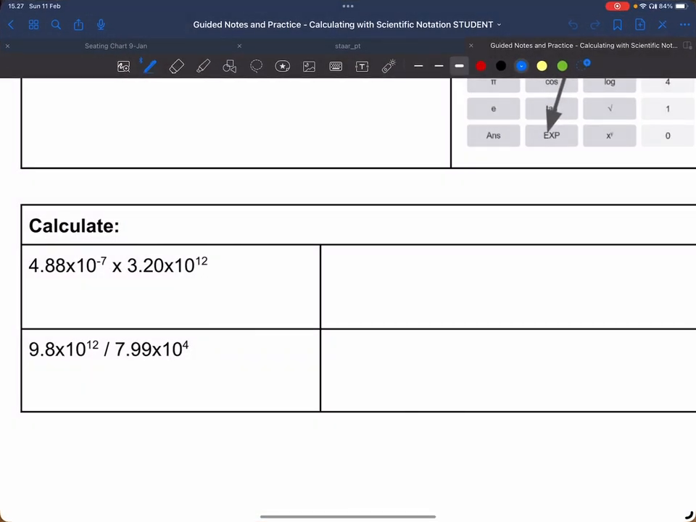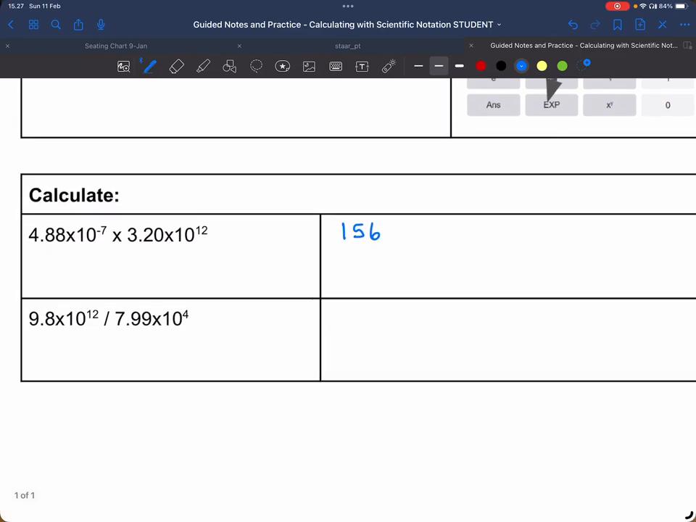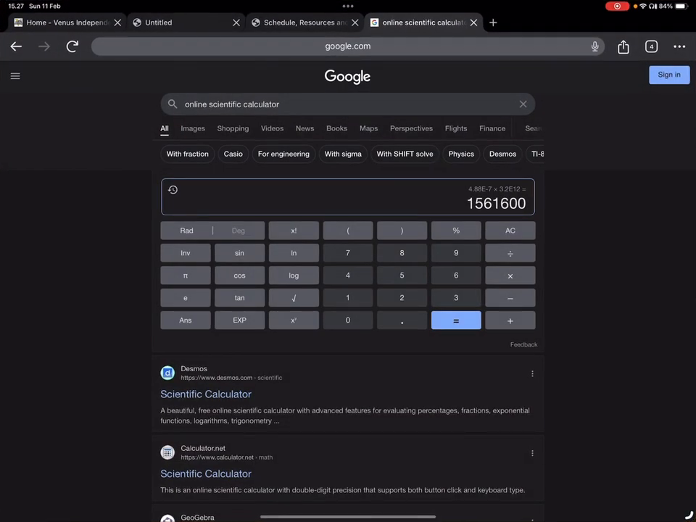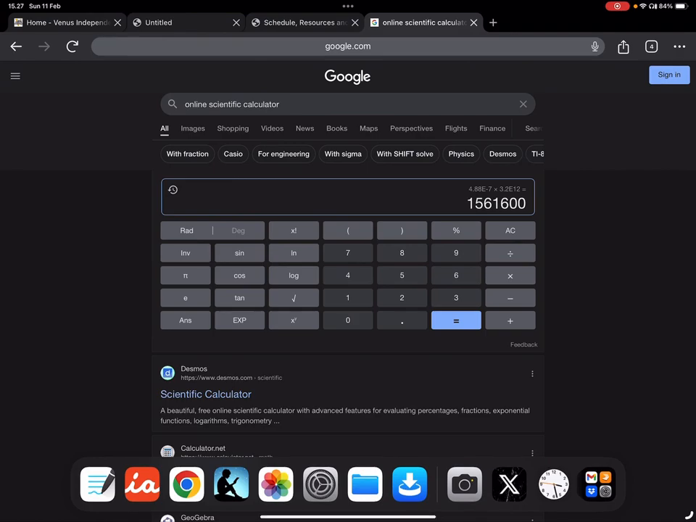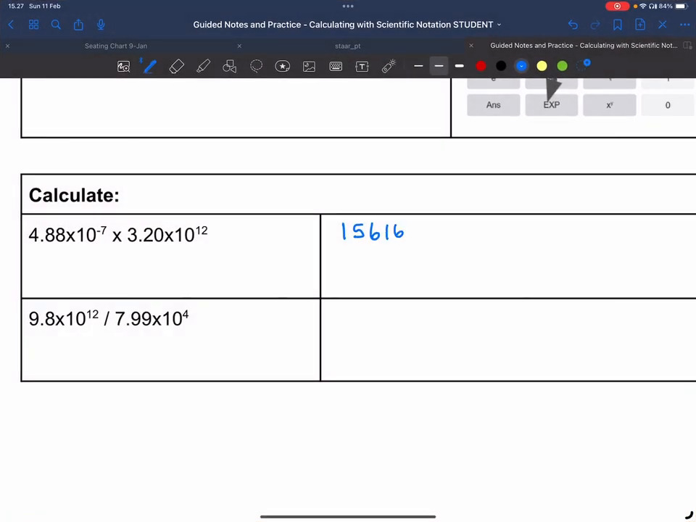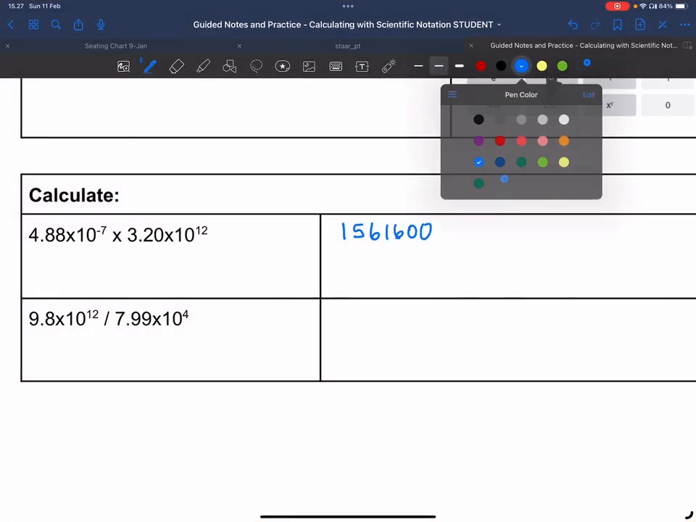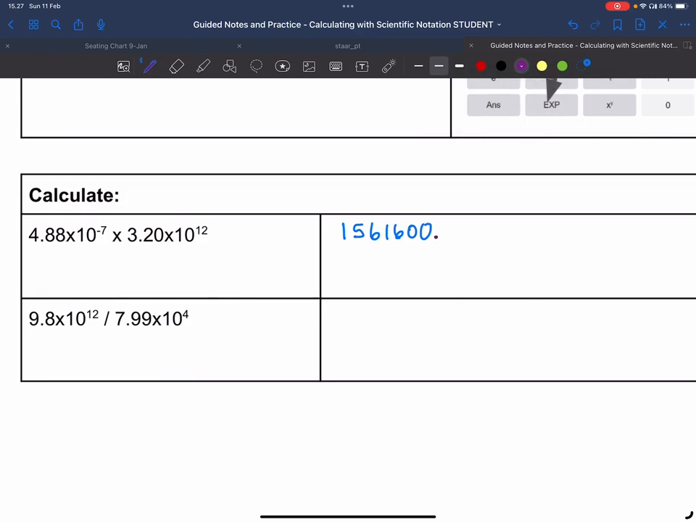1561600, because it needs to be in scientific notation. We're using scientific notation. 1561600. There's my decimal place. 1, 2, 3, 4, 5, 6.